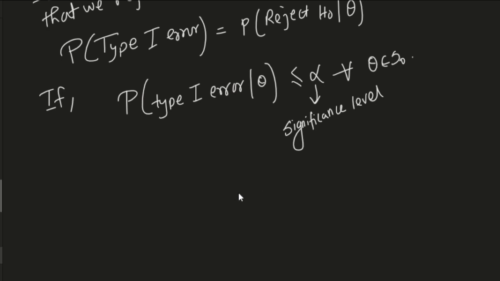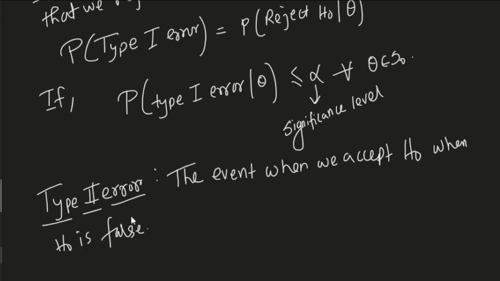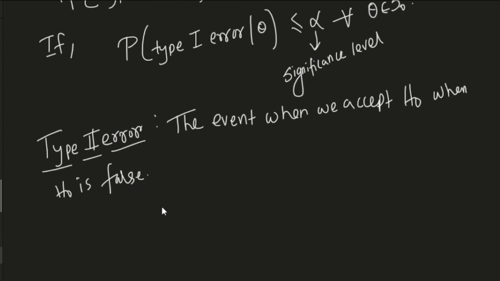Similarly, there is a type 2 error. So this is called type 2 error, and it means that we are going to accept h naught when in reality h naught is not true, which is h naught is false. So this is also a type of error, and it is usually denoted by beta, so you can write beta of theta, where theta is the parameter of the test statistic.